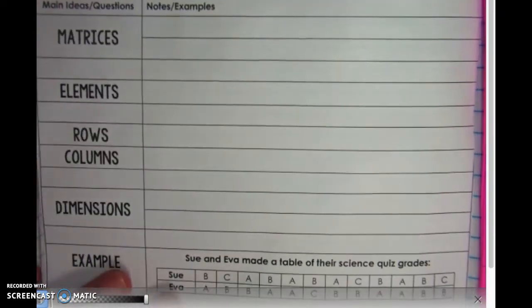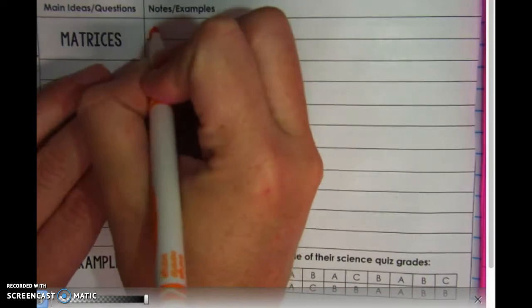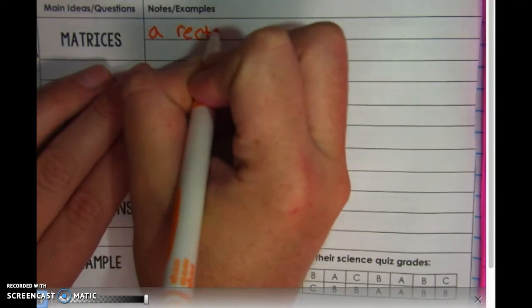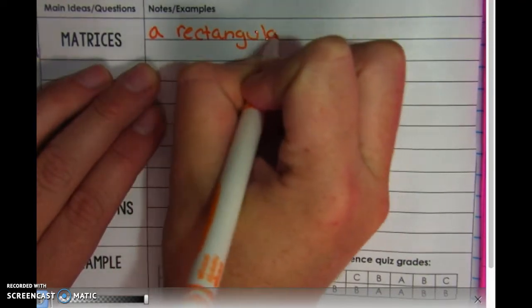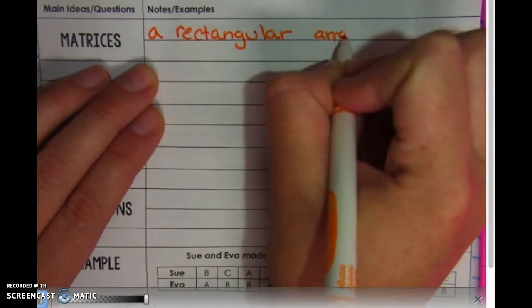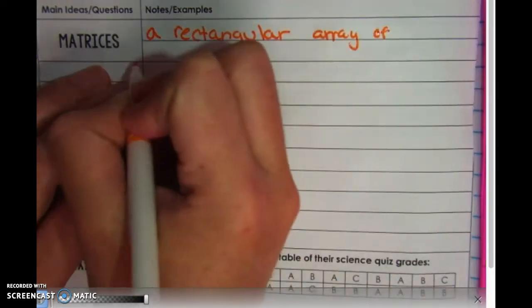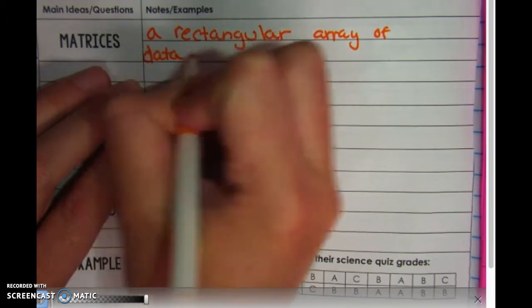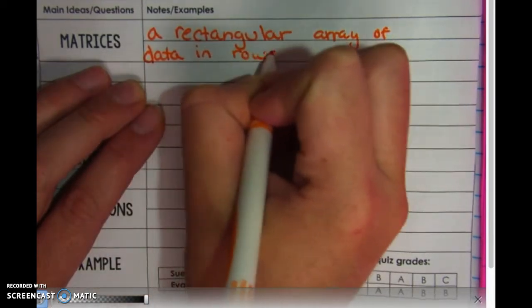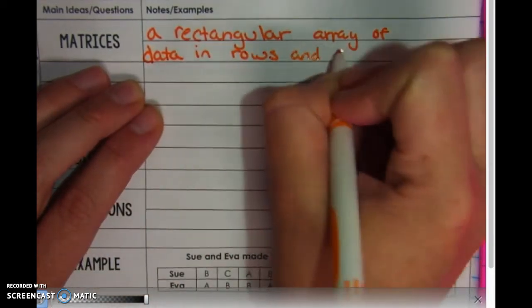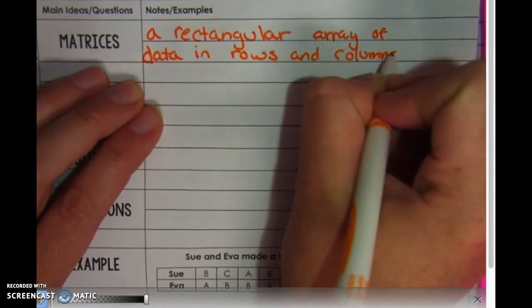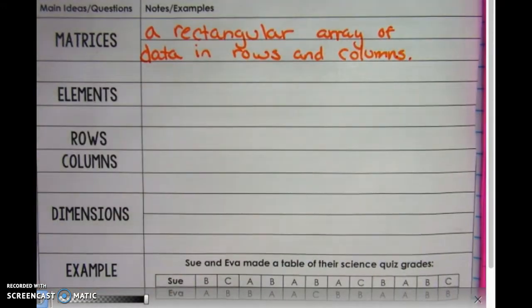All right, so a matrix, we say, is a rectangular array of data in rows and columns. Okay, rows and columns are going to be very important. If you're still gluing, make sure you stop and start writing. We can glue later.